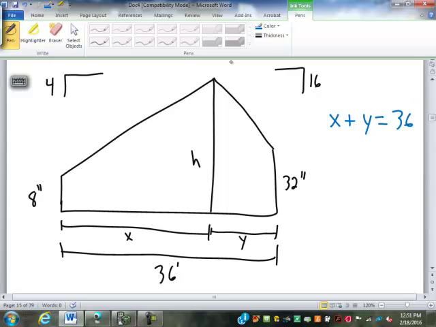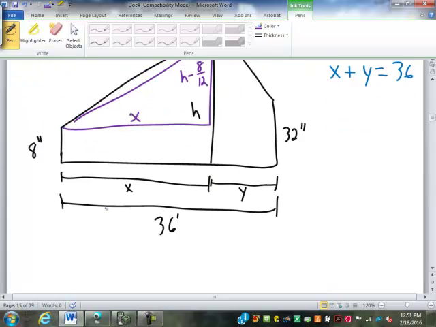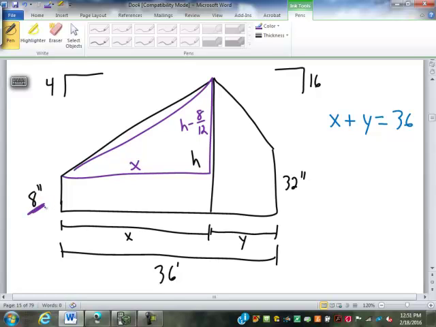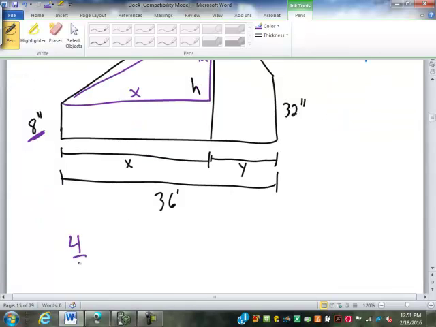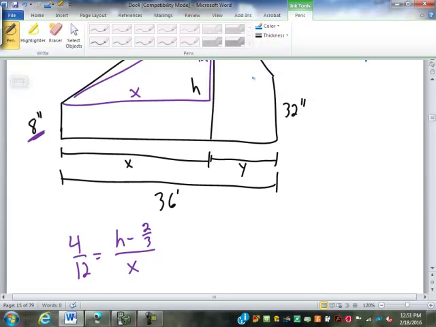So then we're going to look at this triangle right here. This is x. This is h minus 8/12. It's subtracting 8 inches, right? 8 inches is 8/12 of a foot. So you've got the 4 over 12 equals h minus 8/12, of course, is 2/3 over x. I'm going to pause. Anybody have questions on where that came from?